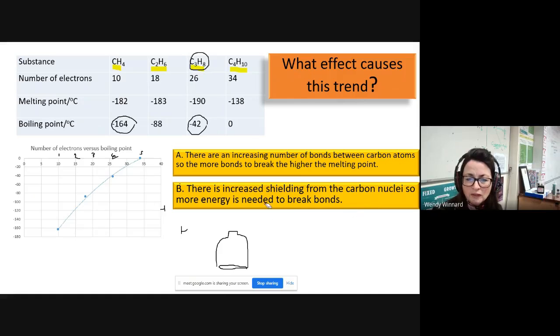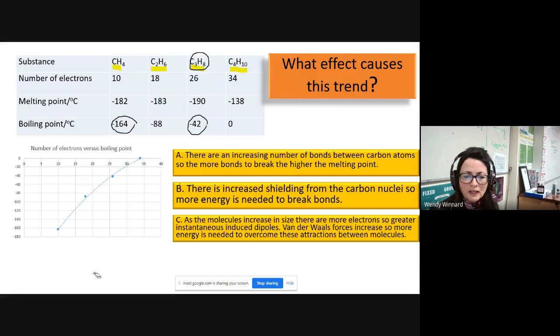It's a big one, even amongst some A-level students and adults. What is causing that trend? Why is there an increase in boiling point? Is it A, there's an increasing number of bonds between the carbon atoms? Or is it B, there is increased shielding from the carbon nuclei? Or is it C, as the molecules increase in size, there are more electrons.